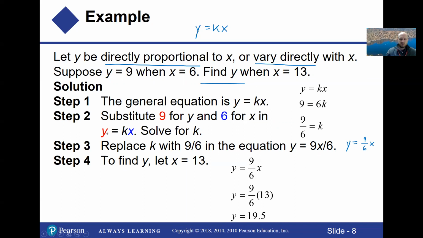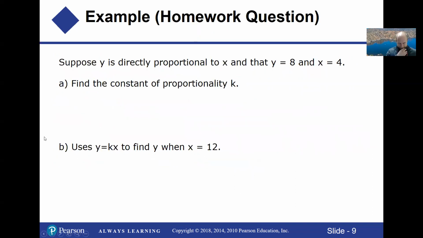So generally, your homework problems will ask you for two things. They're going to ask you for your constant of variation, or k, and then they'll ask you for another value given another value. So let me go over an example. And this is on your homework. Again, your numbers might be slightly different, but suppose y is directly proportional, and again, that means it varies directly, to x, and that y equals 8 and x equals 4. Find the constant of proportionality k.